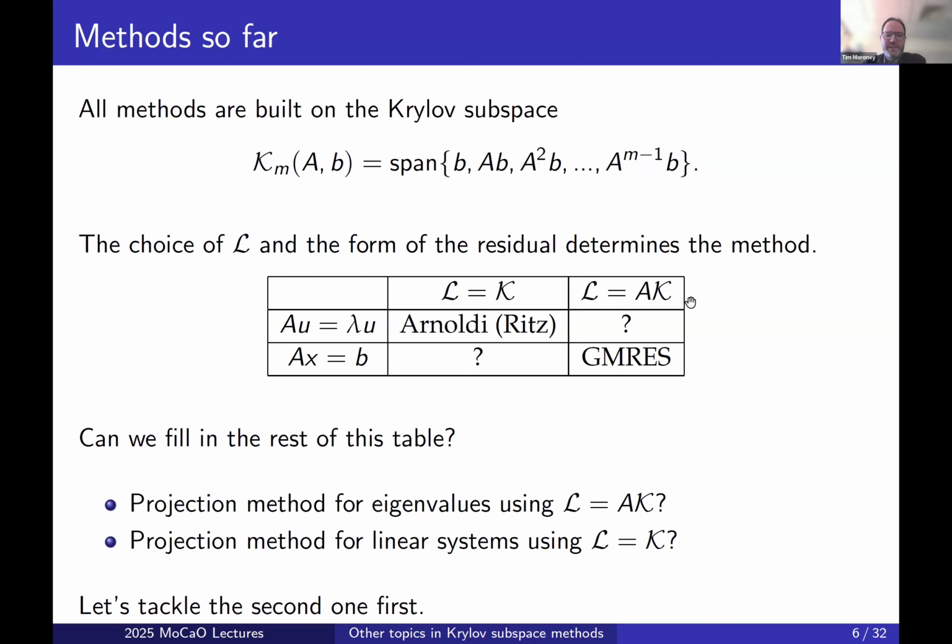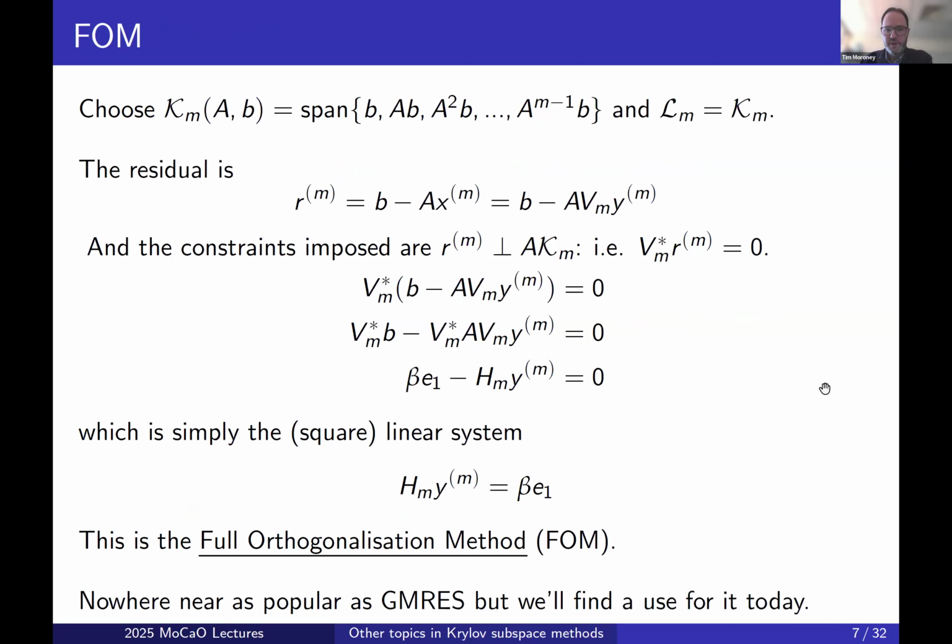Oh, well, we can't resist filling in the rest of the table as long as we're here then. So what would a projection method for eigenvalues that uses L equal to AK look like? Okay. And for that matter, what would a projection method for linear systems that uses L equal to K look like? In fact, let's do this one first, right? As long as we've got linear systems on the mind.